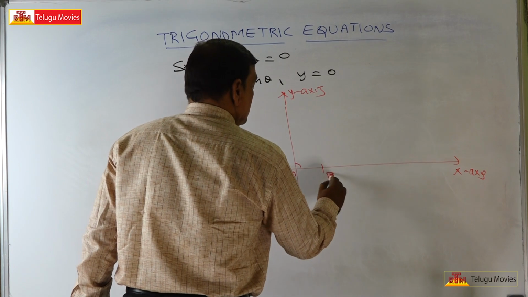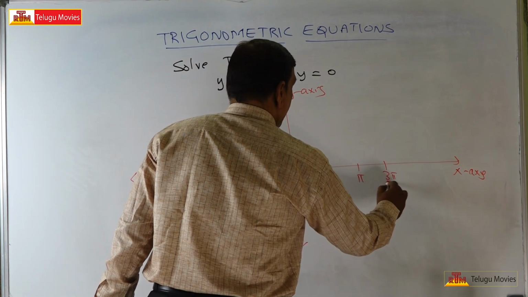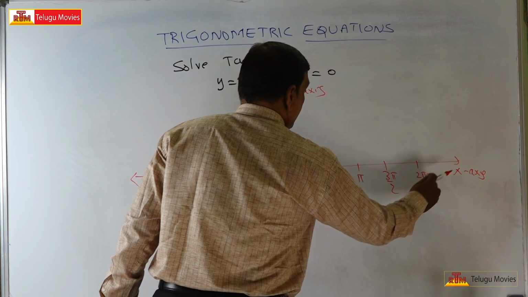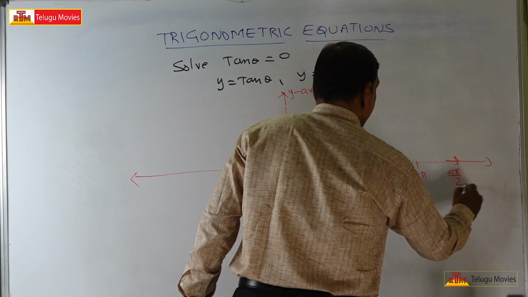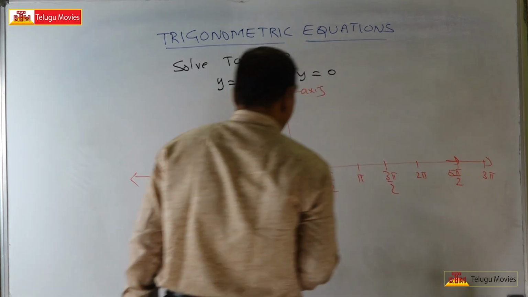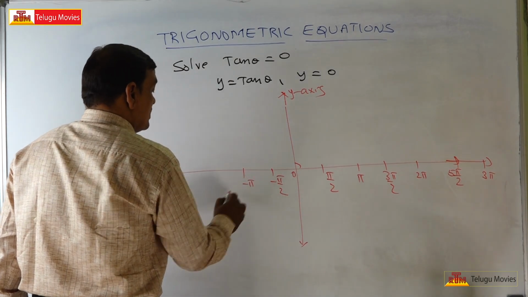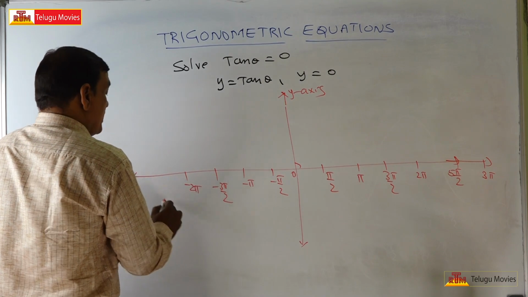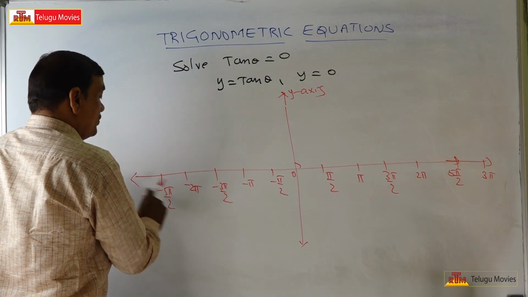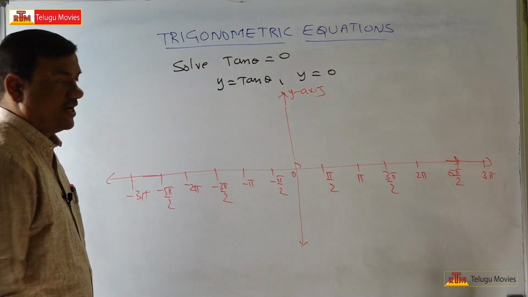This is pi by 2, this is pi, this is 3 pi by 2, this is 2 pi, and this is 5 pi by 2 and this is 3 pi. Now coming to the negative direction, this is minus pi by 2, minus pi, minus 3 pi by 2, minus 2 pi, minus 5 pi by 2 and minus 3 pi. It goes on like that.